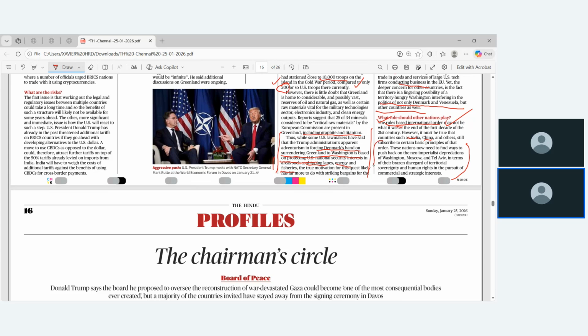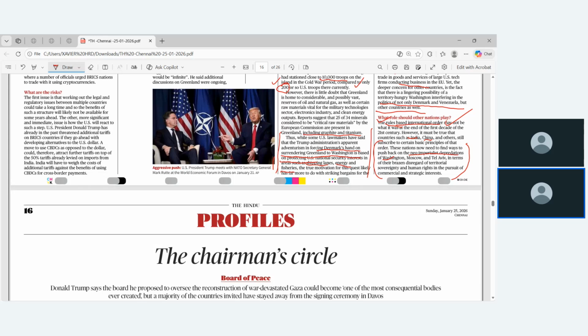So now the conclusion: let the US go on with its own rule-based order. But what do other countries have to do? Push back on the neo-imperialistic depredation of Washington and Moscow, in terms of their brazen disregard of territorial sovereignty. Depredation means an act of attacking or plundering. This is what the US is doing. You can note this word down too: neo-imperialistic depredations of Washington, an act of attacking through a rule-based international order.